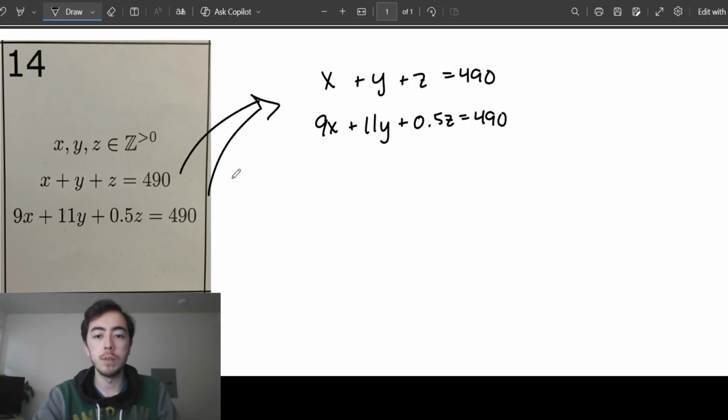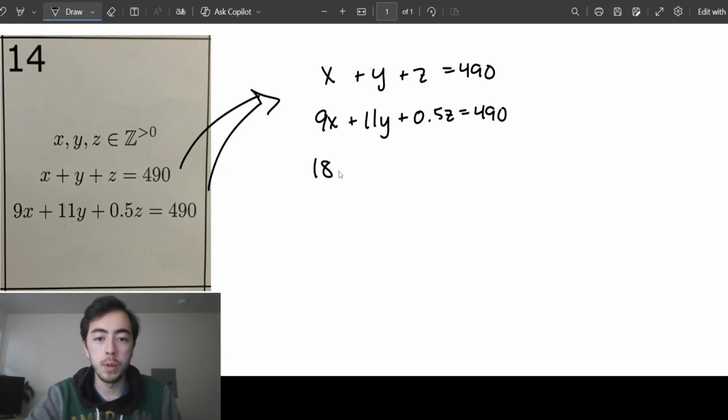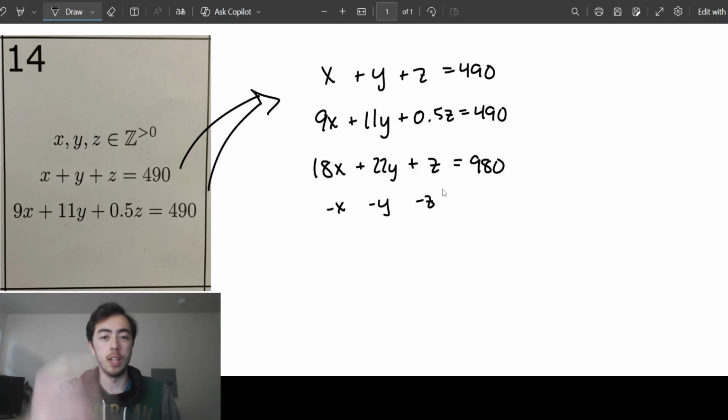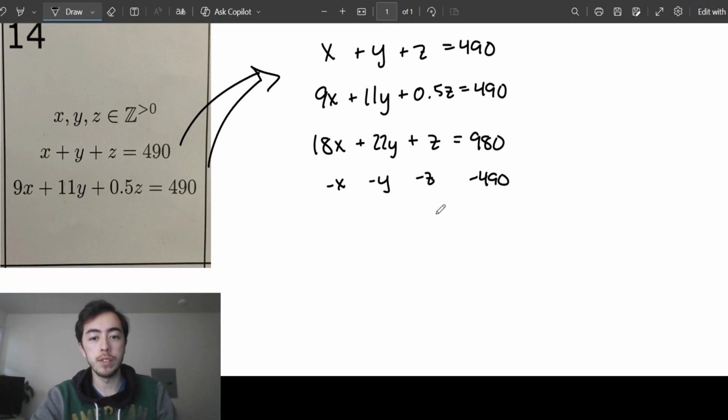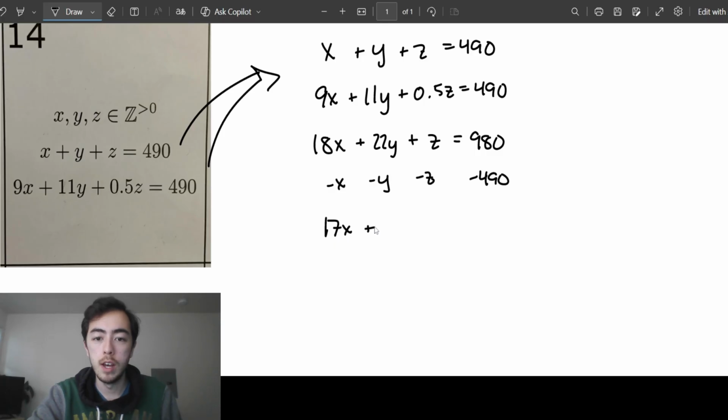I think the first thing that I'll do here is multiply this bottom equation by 2. That way I'm lining up the coefficients on my z variable here. And then this lets me use elimination to get rid of z. Knowing that the sum of x, y, and z is the same as 490, I can just subtract the sum of x, y, and z, or just take away x, take away y, take away z, and that's the same thing as taking away 490 from the other side. So we get 17x plus 21y, and then z minus z is 0, so we can eliminate that variable, and then we're back to 490 again.